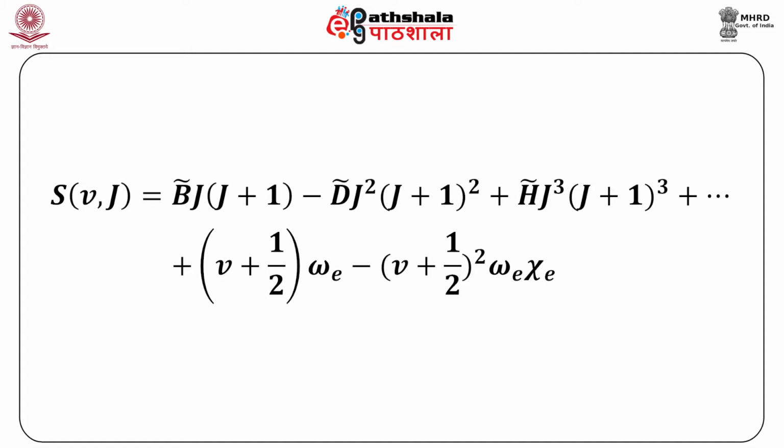which is the vibration rotation term and depends on two quantum numbers V and J, is equal to B bar into J into J plus 1, minus the centrifugal distortion term D bar J square into J plus 1 square, and then you have the vibrational energy, which is V plus half omega E minus chi e omega E into V plus half square. So, all these terms are in centimeter inverse.